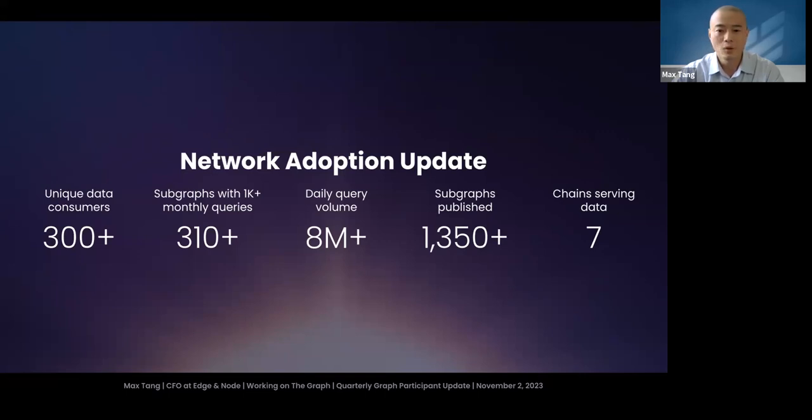We now have over 8 million daily query volumes and over 1,350 subgraphs published to the network. 7 chains are active on the network today, and we will continue to add more chains. Later in this call, Tegan will walk you through a game-changing initiative that potentially unblocks both chain addition and network adoption.